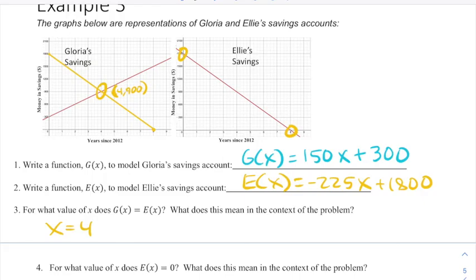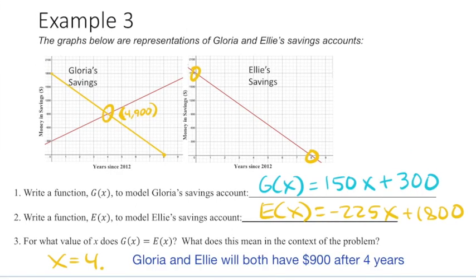So the x value of 4 makes g of x equal to e of x. This means that both functions have the same output for the input of 4. In the context of this problem, Gloria and Ellie will both have $900 in their savings accounts after 4 years.